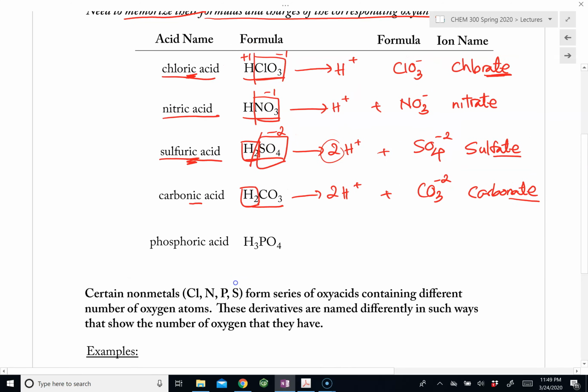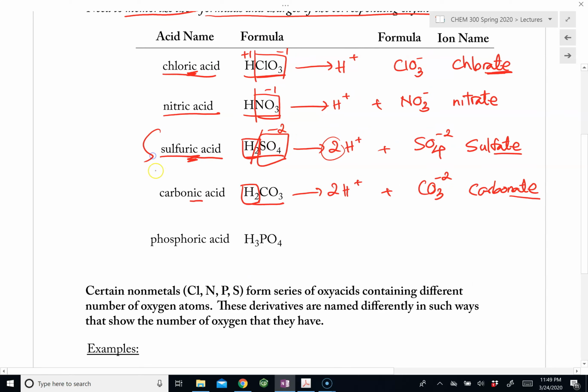Here in this case, both sulfuric acid and carbonic acid are referred to as diprotic acids. We call them diprotic acids to refer to the fact that they can give up 2 protons. Whereas chloric acid and nitric acid are referred to as monoprotic acids. Mono refers to 1, so they produce 1 proton.